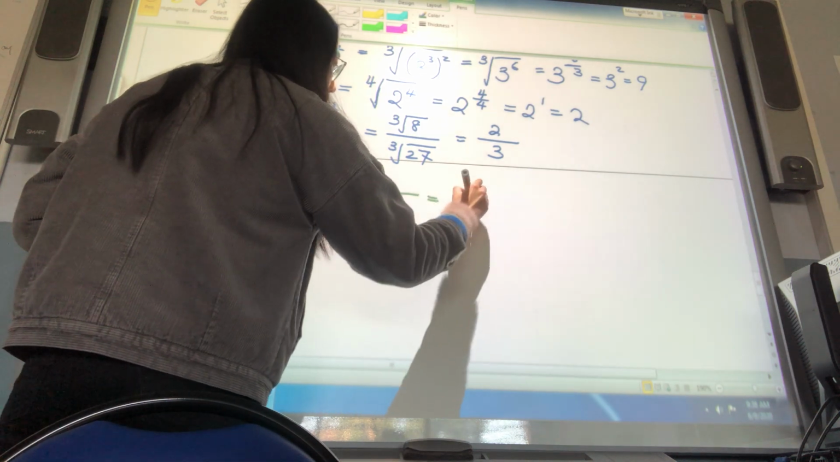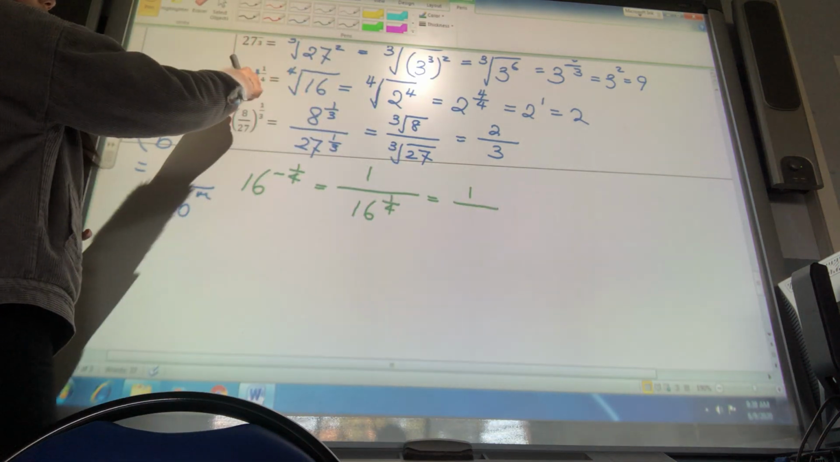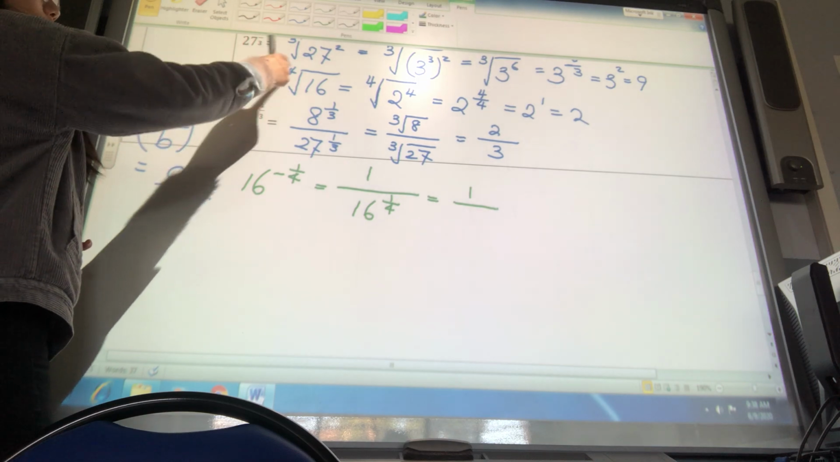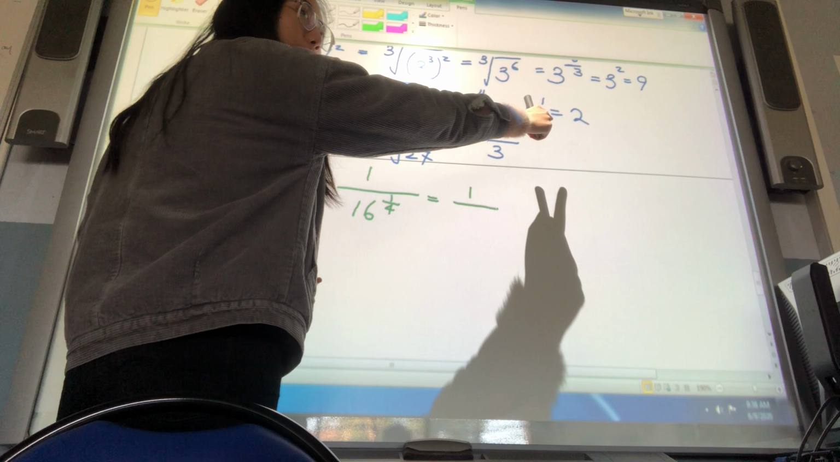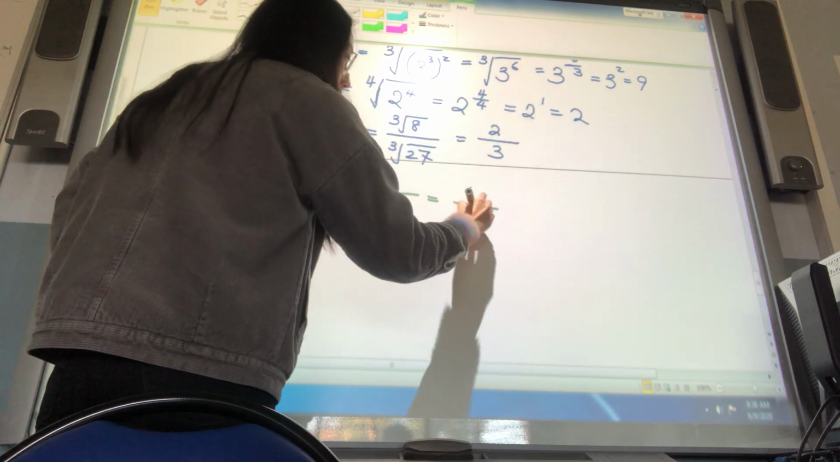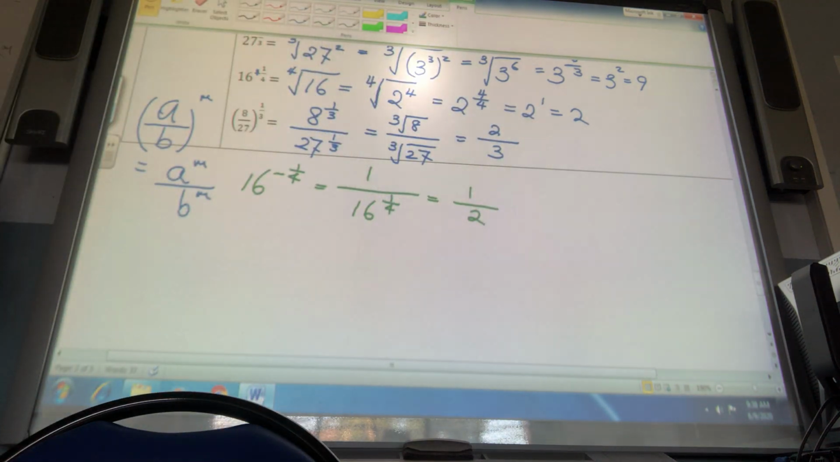So it's going to be 1 over, we already saw 16 to the power of 1 over 4 is equal to 2, right? So basically, your answer is just going to be the reciprocal of what you have here. 16 to the power of 1/4 is equal to 2. So your answer is just going to be whatever you have for the positive one flipped.